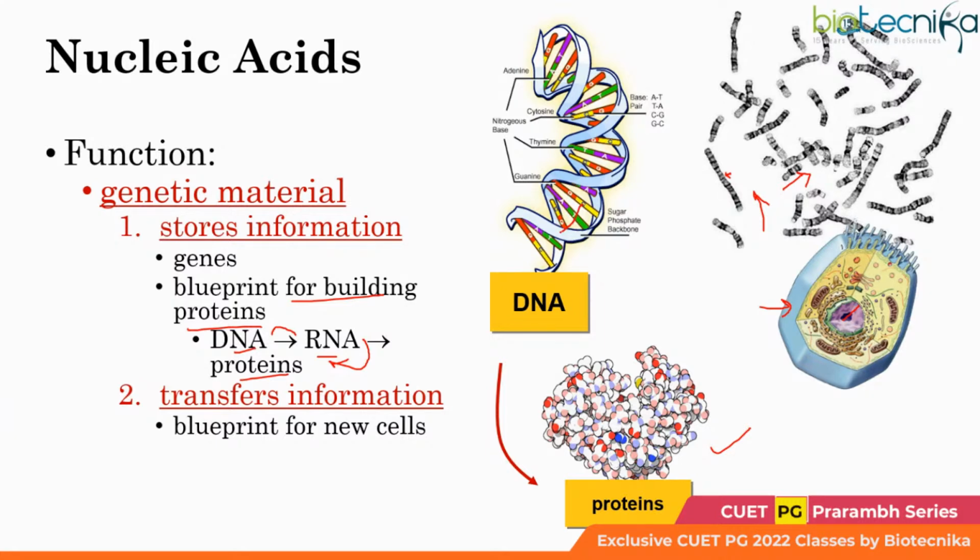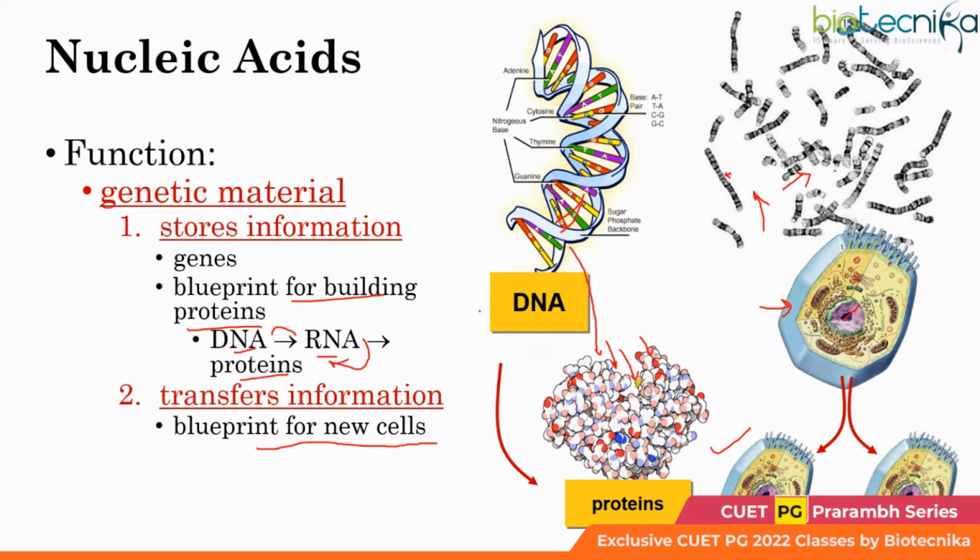Three bases will be coding for one codon. One codon will be coding for one amino acid. So triplet codon, that's what we call it. Depending on whatever codon is there, accordingly the amino acids will be incorporated. So it directly affects the structure and function of the protein. Got it? It transfers information which acts as a blueprint for the newer cells. With that, this information is passed on to the next generations also. So it is the blueprint for the next generation.